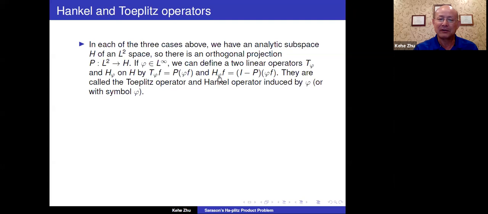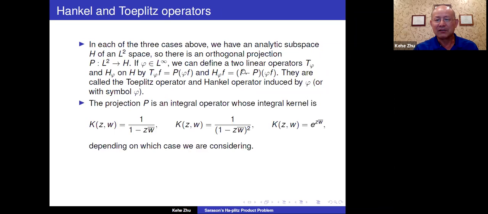It's still multiplication followed by a projection, but this time the projection is not onto the analytic subspace, instead it is projecting onto the complement of the analytic subspace, using I minus P. And so T_f is called the Toeplitz operator, and then H_f is the Hankel operator. And for people in this business, when you study the Toeplitz operator, the Hankel operator always comes along and vice versa.